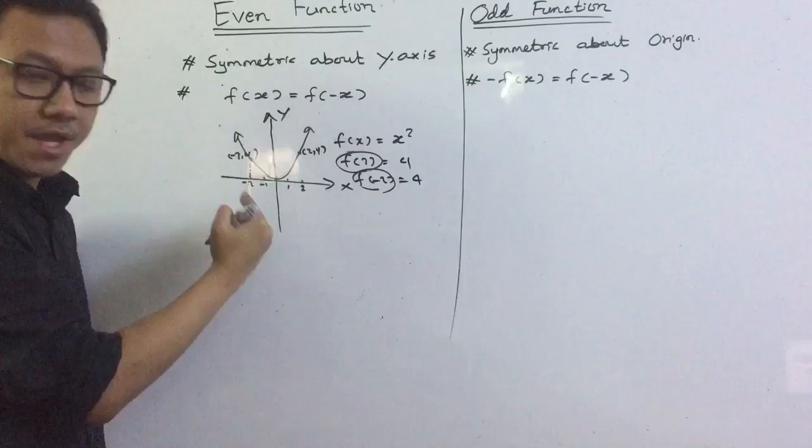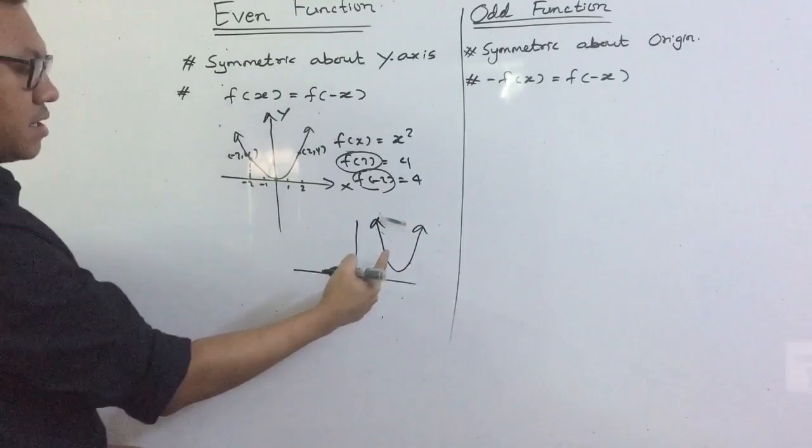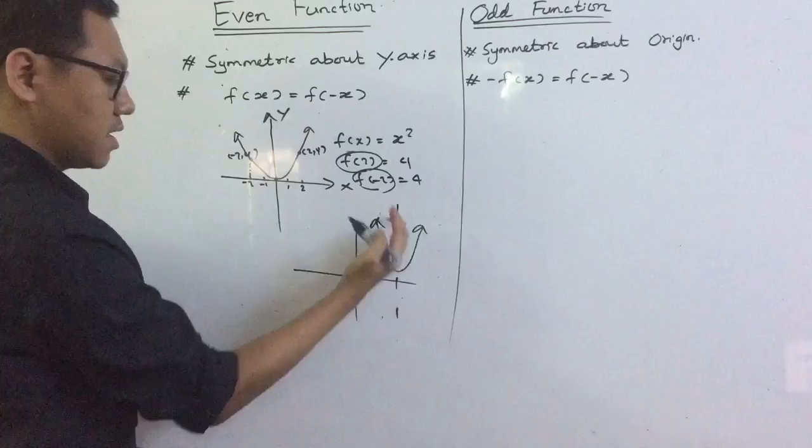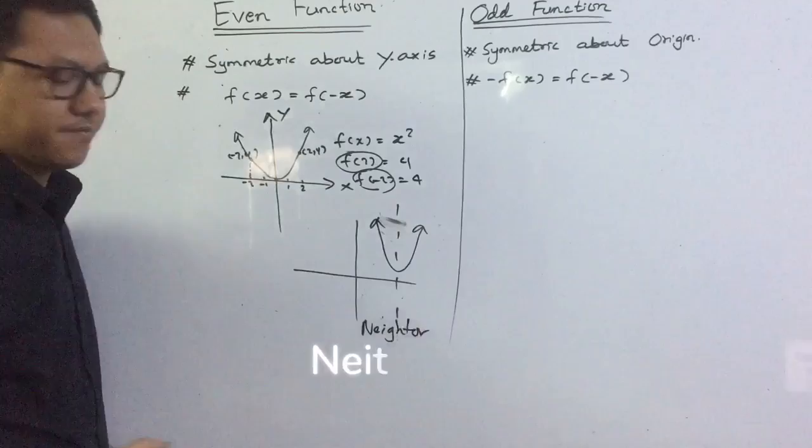which is always symmetric about the y-axis. How about a function like this? If a parabola is here, this is not an even function, okay? Because it has a symmetry, but it's not symmetric about the y-axis. So this is neither even nor odd function.